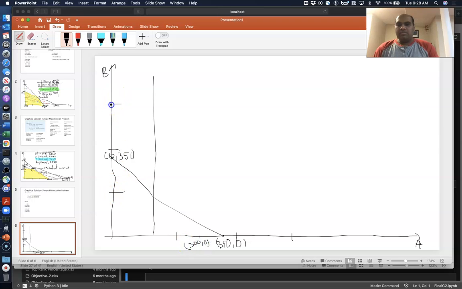And 0 comma 600 is somewhere here, exactly there according to the point that I marked. Let's join these 2 points. And there you go. So this is the third constraint. 0 comma 600 and 300 comma 0 are the endpoints.